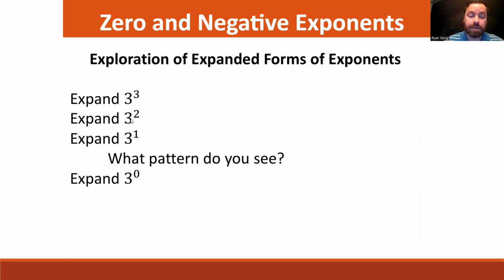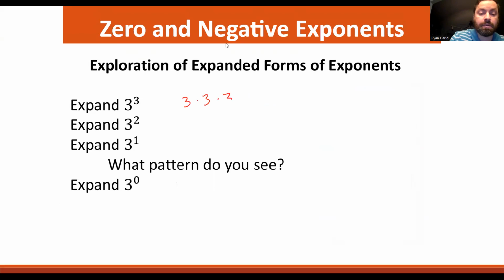All right, so we're going to take a look at some expanded forms of exponents. Expand 3 to the third, 3 squared, 3 to the first. What pattern do you see? Well, 3 to the third is 3 times 3 times 3, which equals 27. 3 squared is 3 times 3, which is 9. And 3 to the first is just 3. What pattern do you see? Well, there's one less 3 each time, right? And what does that do to the answer? Well, it divides by 3. 27 divided by 3, because you're taking away a 3.